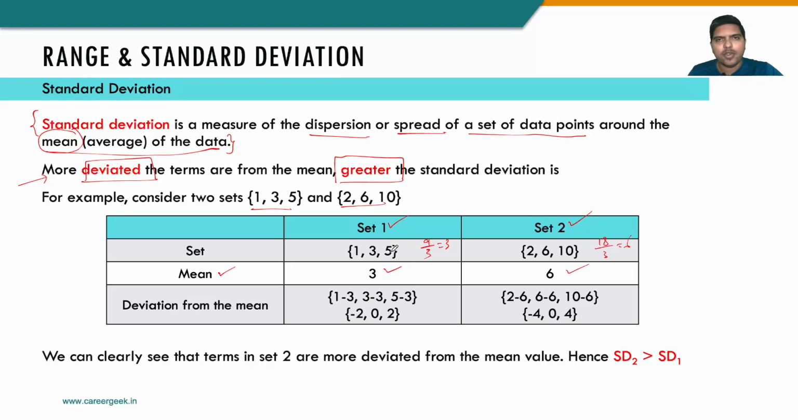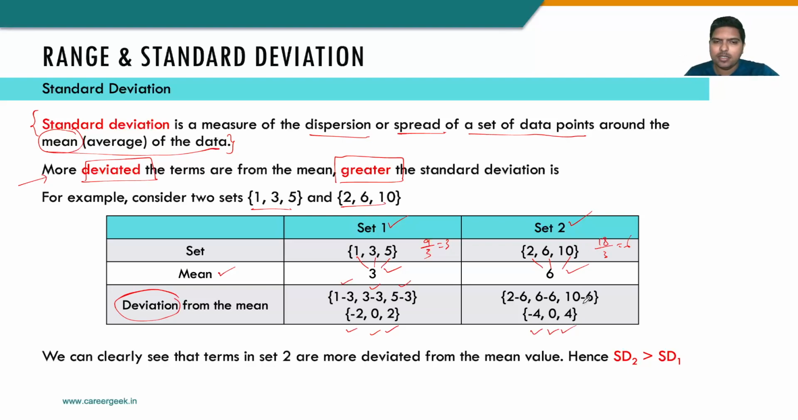Now, the second step will give you the answer. Second step is deviation from the mean. Each and every term, how deviated are they from the mean value? So you subtract mean from all of them. 1 minus 3, 3 minus 3, 5 minus 3: negative 2, 0 and 2. Similarly, negative 4, 2 minus 6, 6 minus 6 and 10 minus 6.